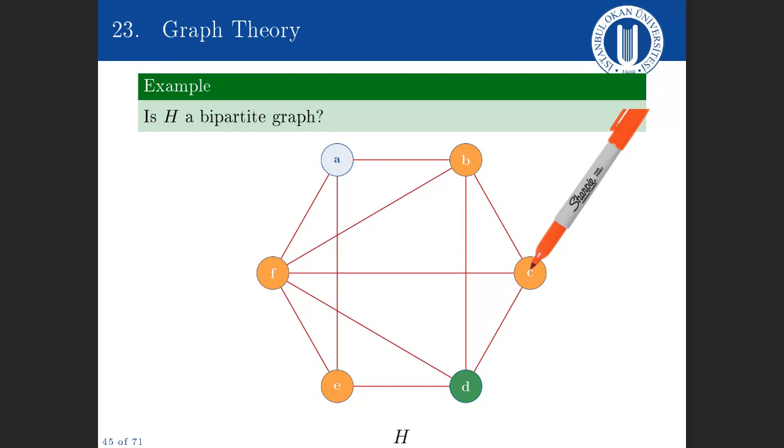And then we need to do our check. Are there any orange vertices which are connected together? Yes. E is connected to F, and both of them are colored in orange. That tells us that this graph is not bipartite.